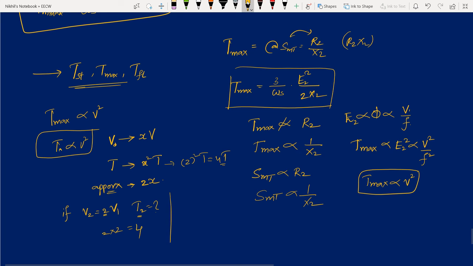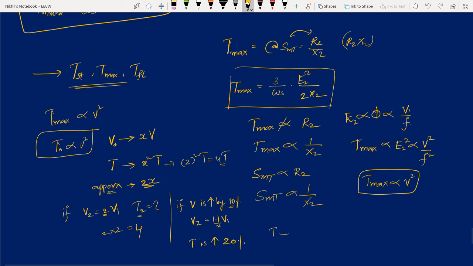Now let us see in different terms. Suppose the applied voltage is increased by 10%. That means V2 will be equal to 1.1 times V1, isn't it? So if V is increased by 10%, according to this approximate convention, torque will be increased by how much percent? 20%, is it not? It will be increased by approximately 20%. Now let us find out the actual value. What is x here? x is 1.1, isn't it?